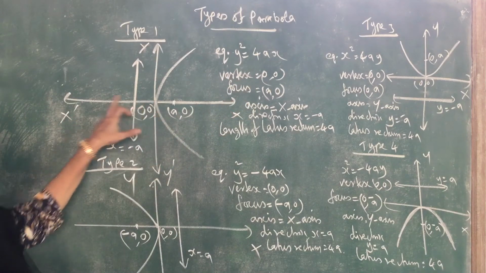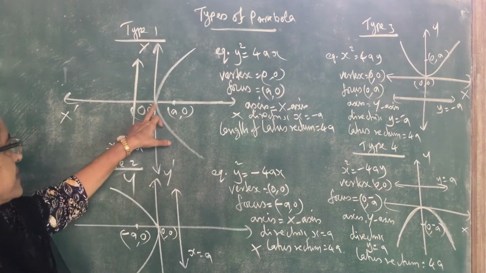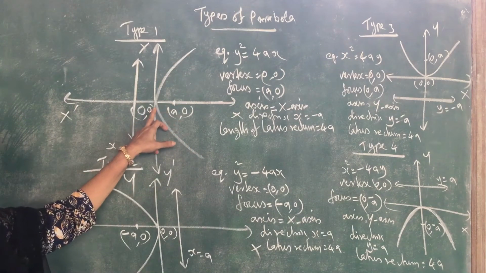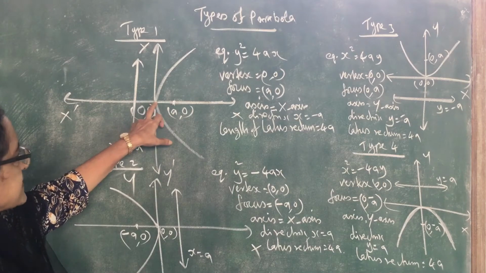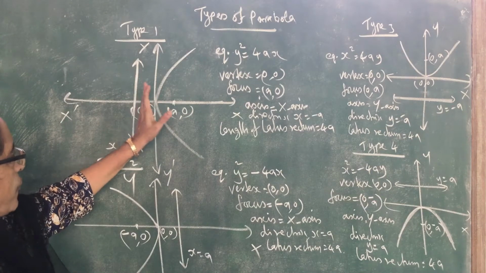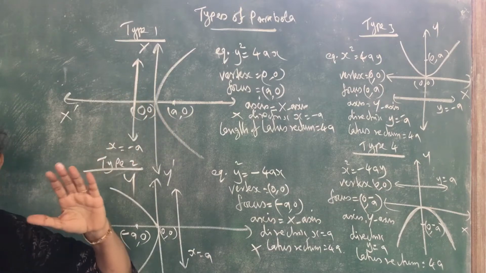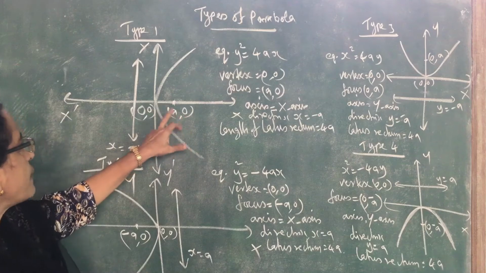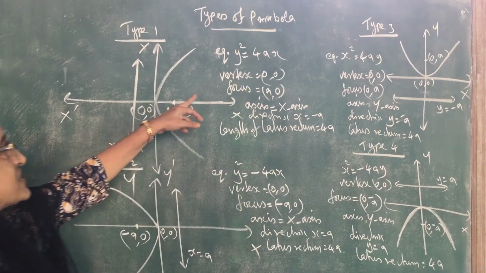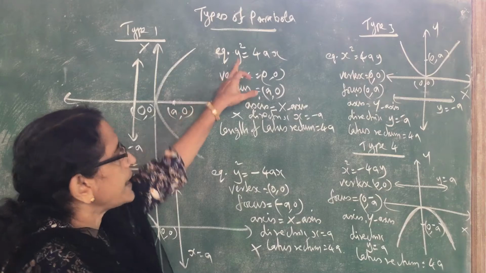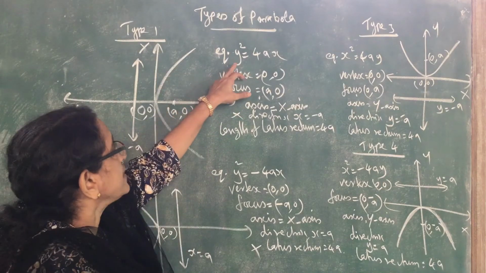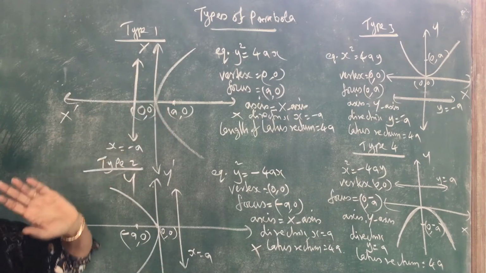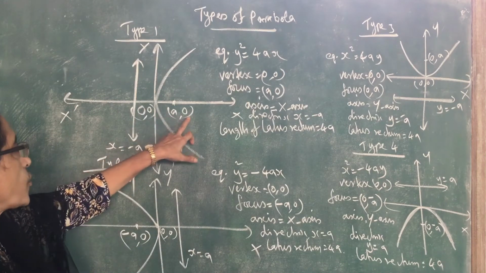So this is the vertex, x-axis, y-axis, and this is the origin. This parabola has the vertex at the origin, and for that parabola, focus always lies inside the parabola. So (a, 0) is the focus of this type of parabola, y square equal to 4ax. In this type, the power of y is 2 and the power of x is 1. Then the focus of the parabola is (a, 0).